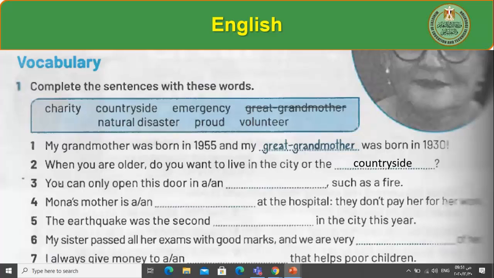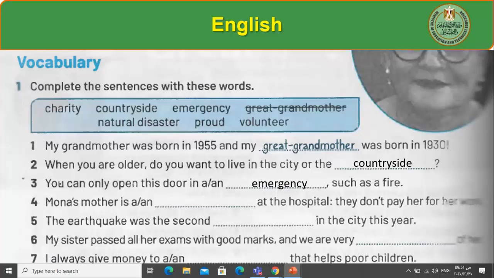Number three, you can only open this door in an emergency, such as a fire. An emergency.